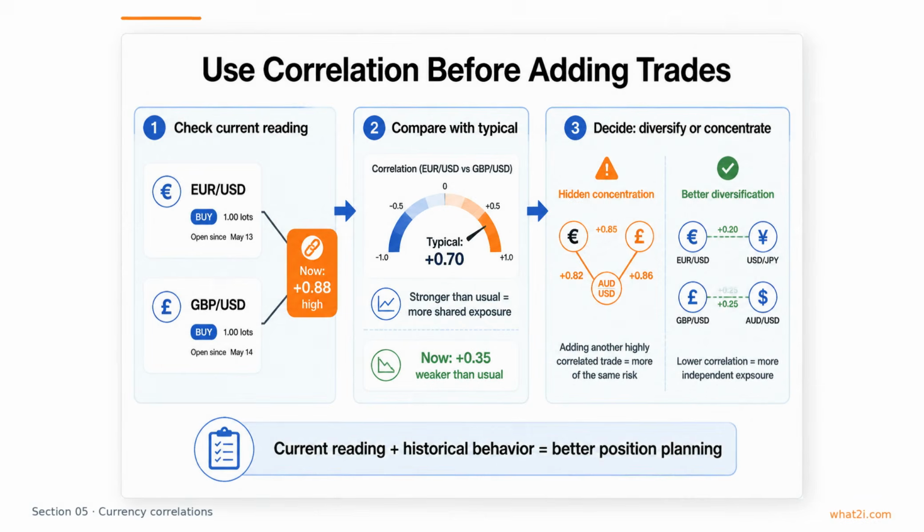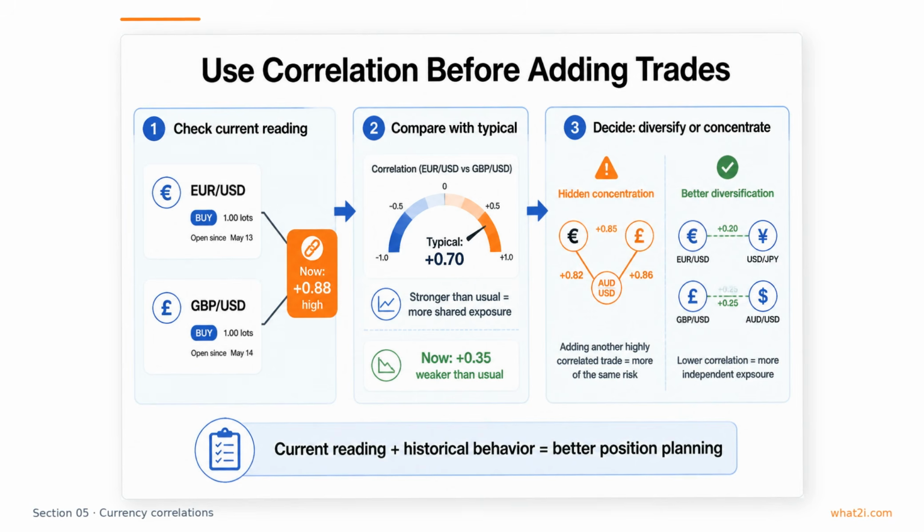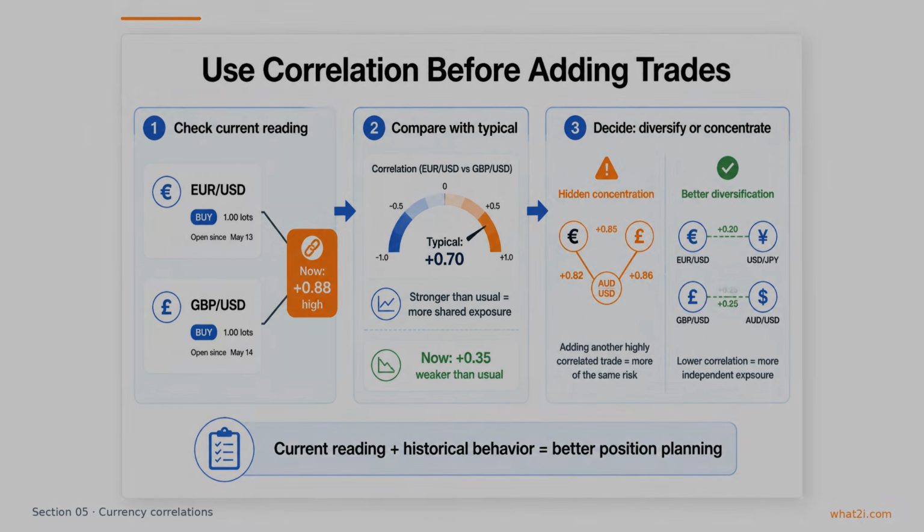Correlation is especially useful before you add a second or third trade. Checking the current correlation can show whether you are actually diversifying or just increasing exposure to the same theme. It also helps to compare the current reading with typical historical behavior. If the relationship is much stronger than usual, your concentration may be greater than you think. If it is much weaker than usual, the market may be shifting into a different regime. This makes correlation a practical position planning tool rather than just something interesting to observe.